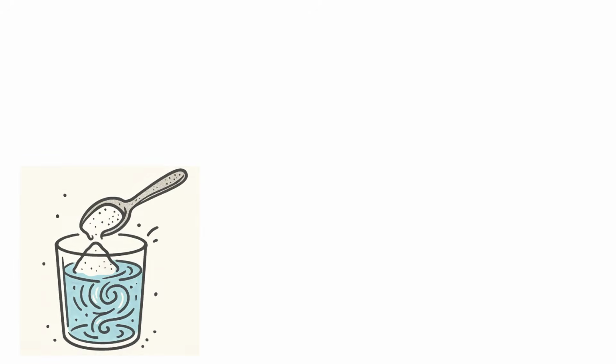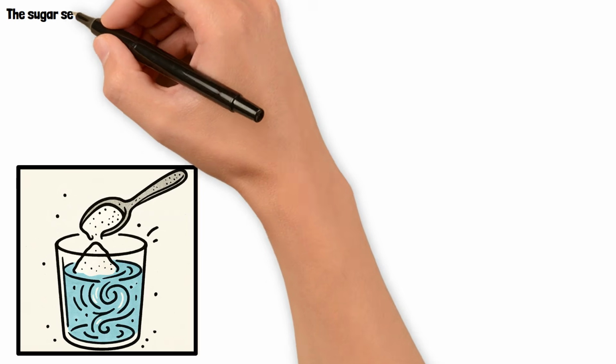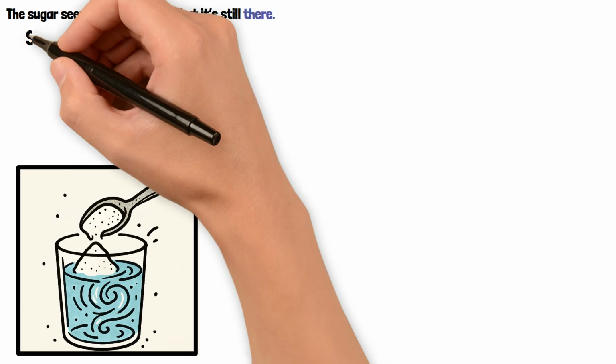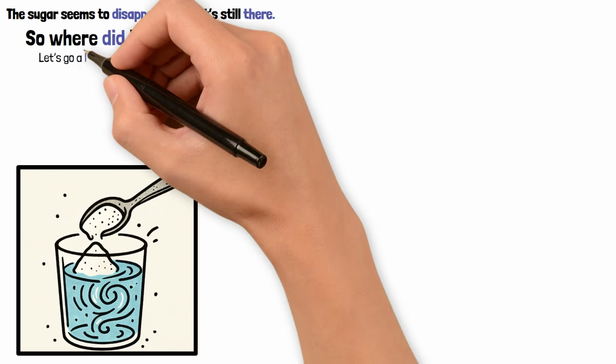Drop a spoon of sugar into a glass of water and stir. The sugar seems to disappear, but it's still there. So where did it go? Let's go a little deeper.